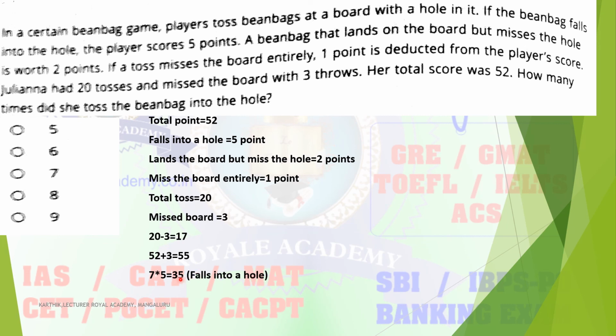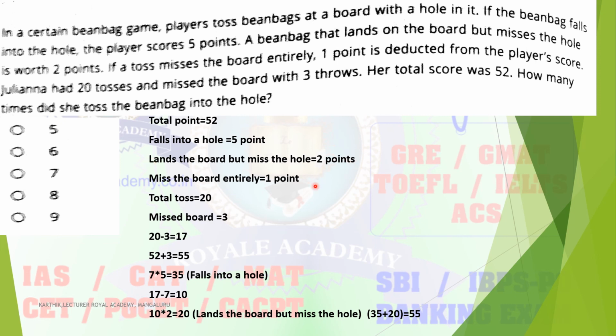So she will get how much points? 35 points. So 7 is already directly falls into the hole, 5 points for each hole. So she will get 35. Then remaining is how much? 17 minus 7, remaining is how much? 10. So that is not falls in the hole but lands on the board.